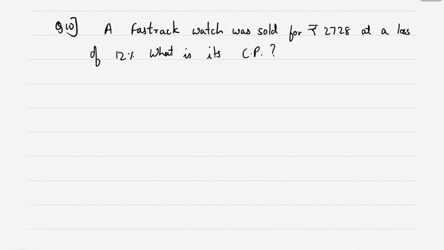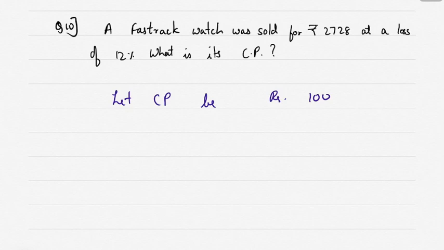A fast track watch was sold for rupees 2,728 at a loss of 12%. What is its cost price? It is similar to the previous question. Okay, here there is a loss. That's it. Again, selling price is given. So you will assume, let cost price be rupees 100.